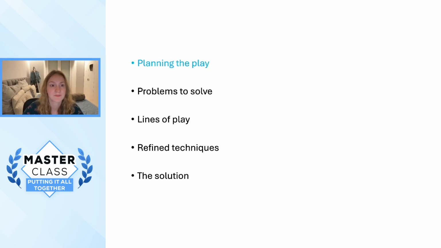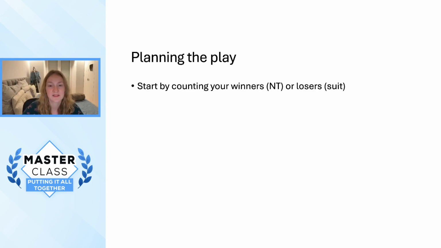So planning the play, first of all, is always a good place to start, and of course, that involves counting our tricks. Now, the way we do that is going to depend on whether the contract is a suit contract or a no trump contract. Generally, in a no trump contract, you're going to be counting your winners first, which are the winners you could definitely take right from the offset without doing anything at all.